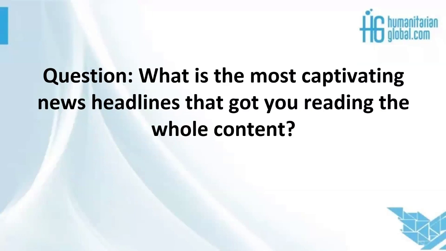As we come to a close of the session, I'd like us to have a question, just for us to ask ourselves: what piece of information have we ever read? What is the most captivating news headline that got us to read the whole content of whatever story we were being given to read? Or even if it's a newspaper, what headline made you read the whole content of that page of whatever topic was being discussed?